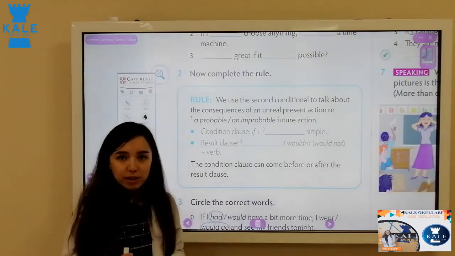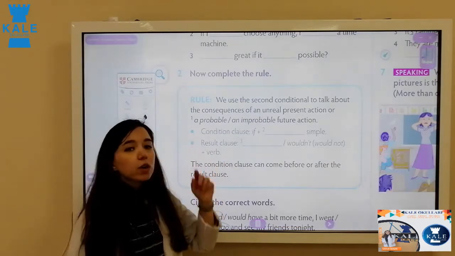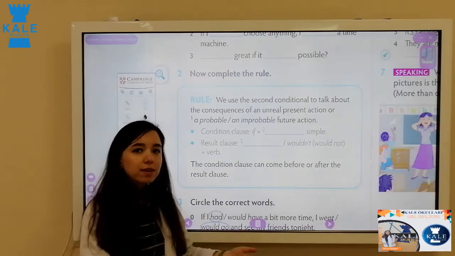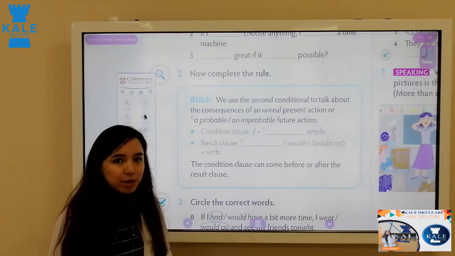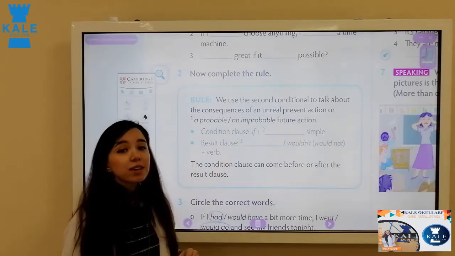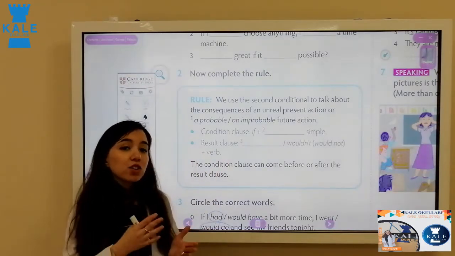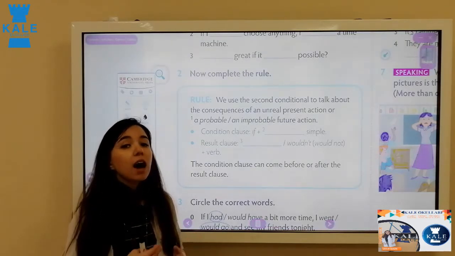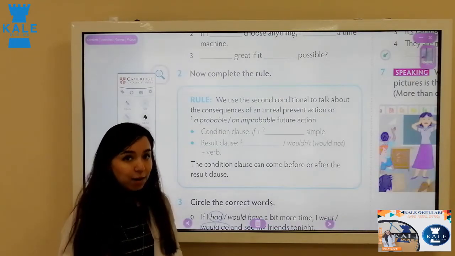So the first conditional is finished, yes? Now we are going to talk about the second conditional. As I told you, first conditional sentences are all about possible things, something that is going to happen. But the second conditional is not like this. In the second conditional, the result, the consequence, may be an impossible thing, yes? All the time it's not going to happen.